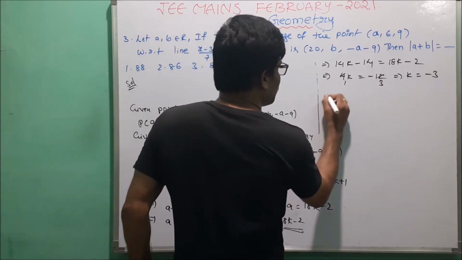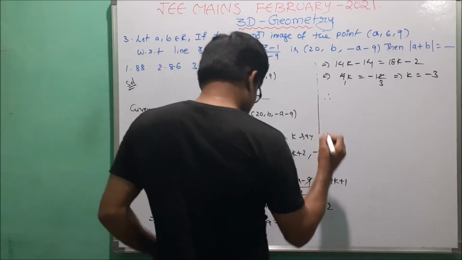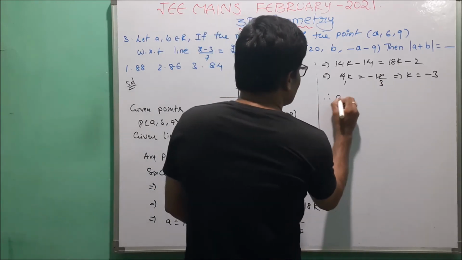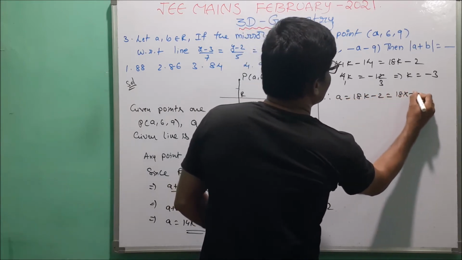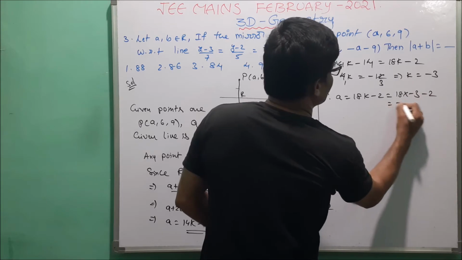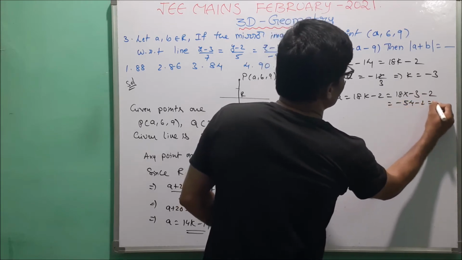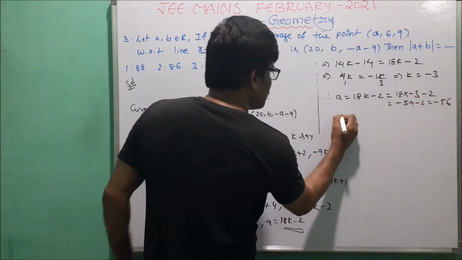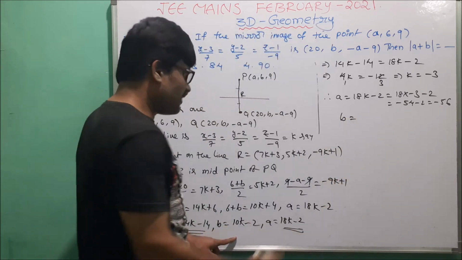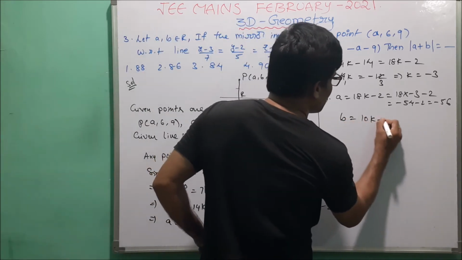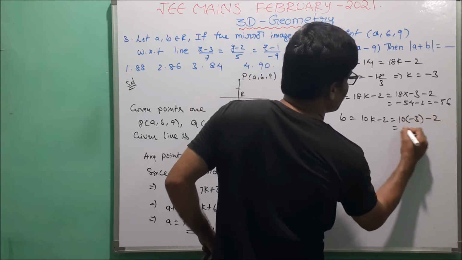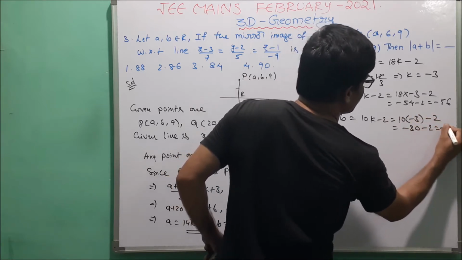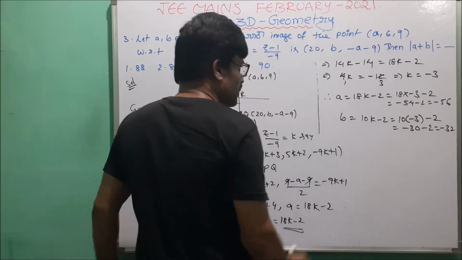From this, a value is 18k minus 2, that equals 18 into minus 3 minus 2. So minus 54 minus 2, minus 56. Similarly b value is 10k minus 2, so 10 into minus 3 minus 2. So minus 30 minus 2, so minus 32.